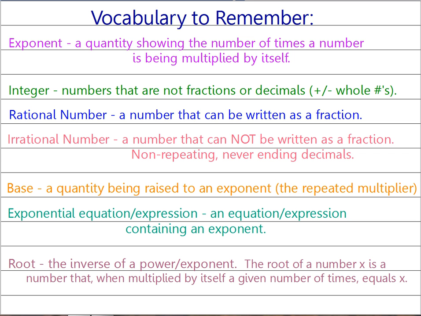A root is the opposite or inverse of a power and exponent. So a root of a number is the number that when multiplied by itself a certain number of times equals x. So for instance, if I take 4 and I square it to get 16, the square root takes me back to 4. So square root is the opposite or inverse of a power of 2. They kind of undo each other, just like addition and subtraction do.